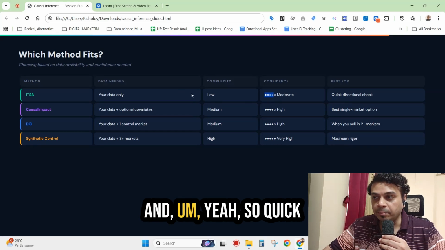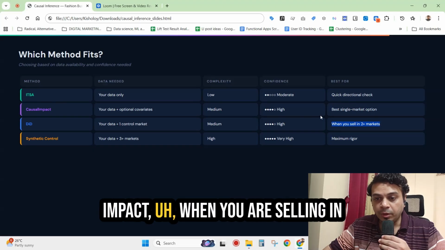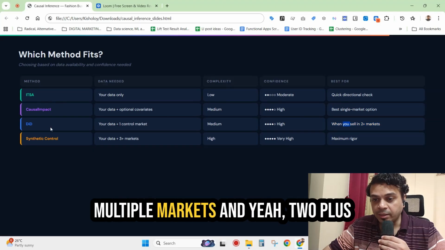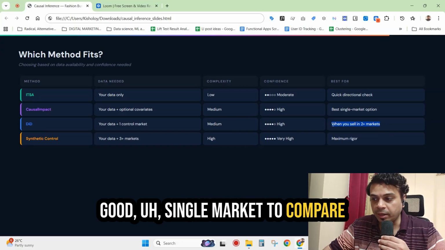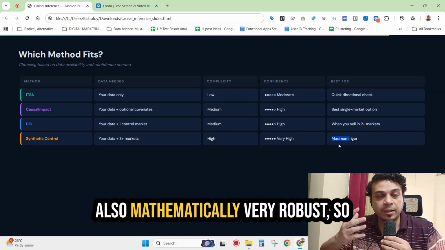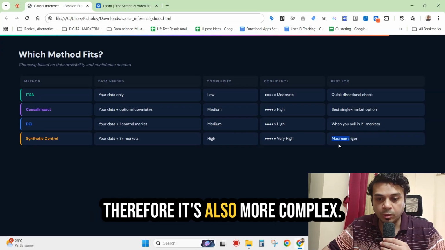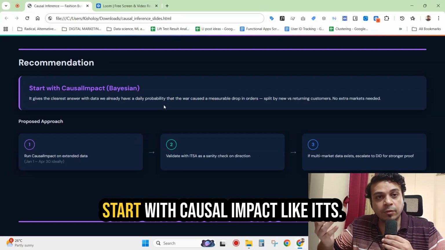So a quick directional check: best single market option for causal impact when you are selling in multiple markets, 2+ markets, and you actually have a good single market to compare against. And synthetic control, it has maximum rigor, but it's also mathematically very robust, so therefore it's also more complex. So what's the recommendation then? Then you probably should start with causal impact.